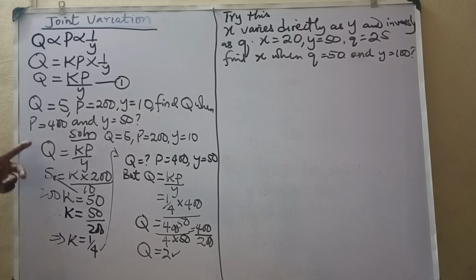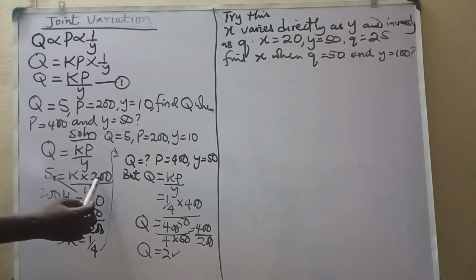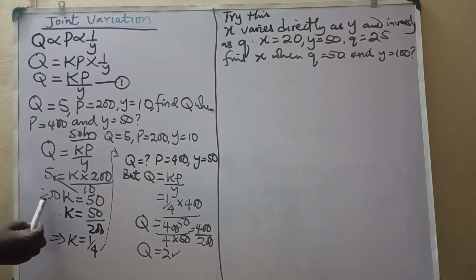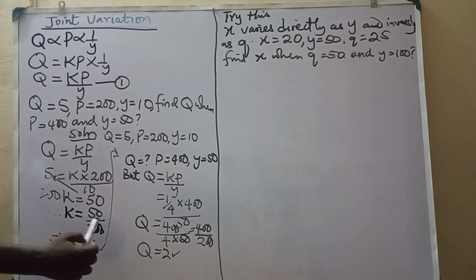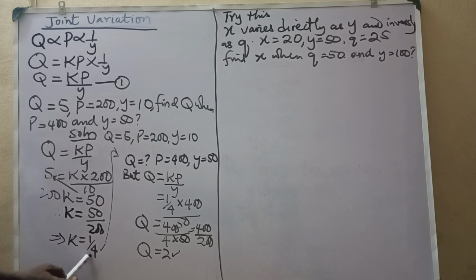What does it mean? What is our Q? You see here that from equation 1, Q is 5, K is unknown, then P is 200, and Y is 10. We substitute. And at the end of the day, you can see that 200K is equal to 10 times 5, which is 50. By the time you divide both sides by 200, K is equal to 1 over 4.